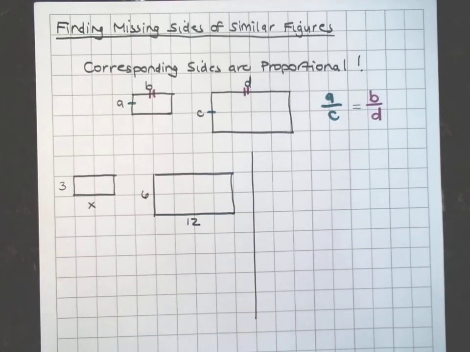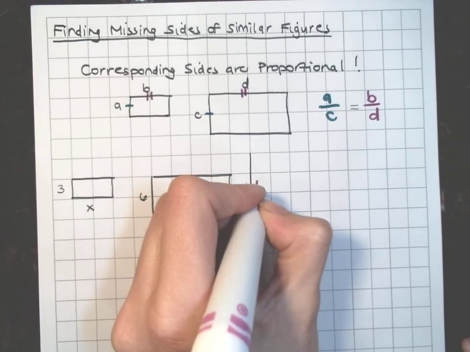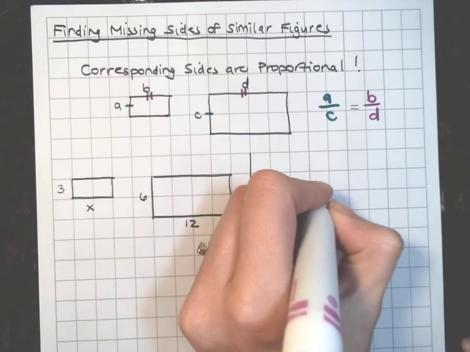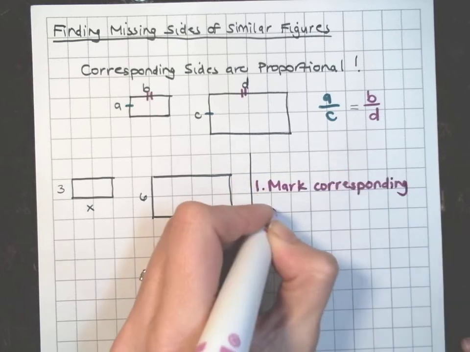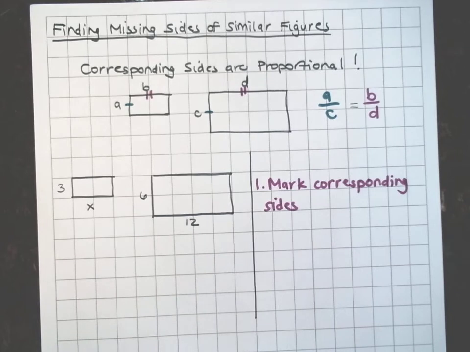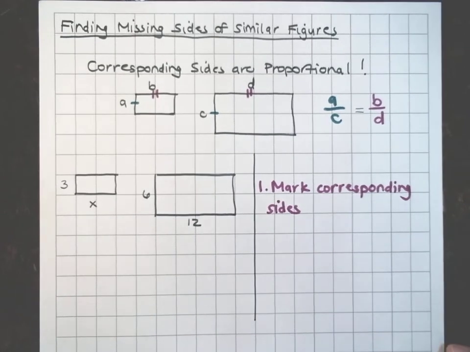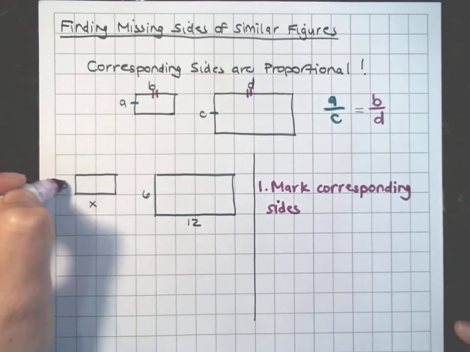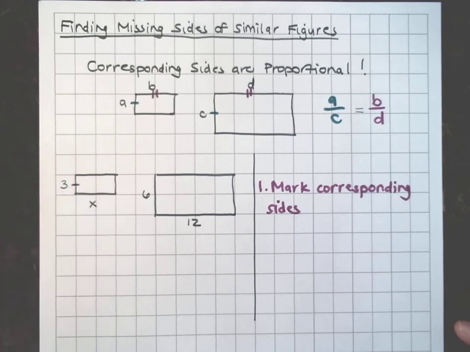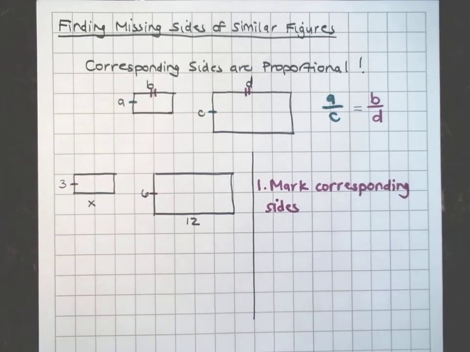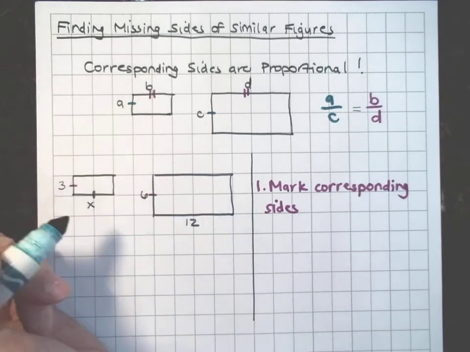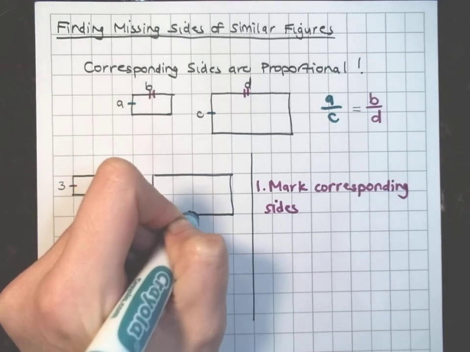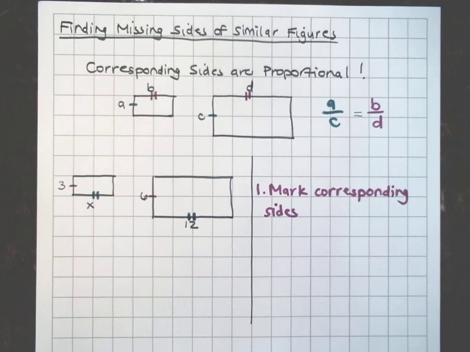So the first thing you're going to want to do is mark corresponding sides. It helps to use different colors if you have different colors. So our width is 3, and that corresponds to the width on the other rectangle, which is 6. And then the length is x, and that corresponds to the length of our larger rectangle, which is 12.